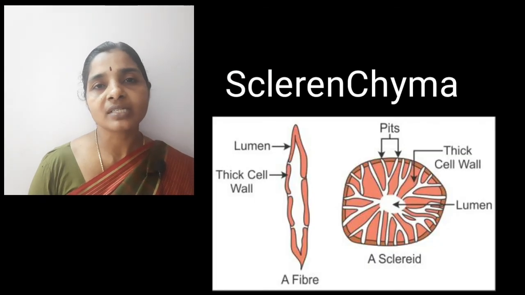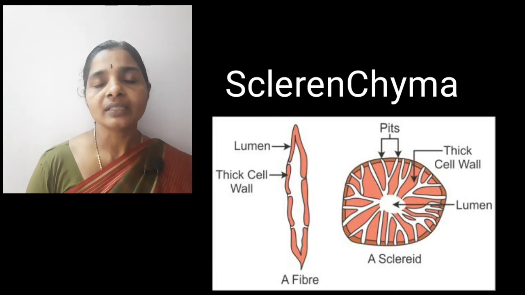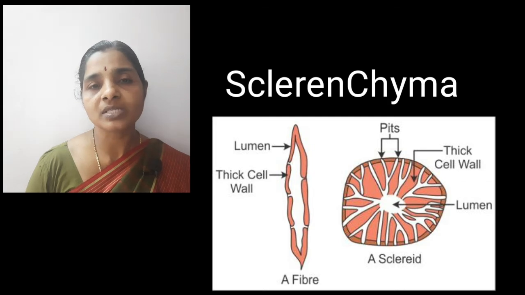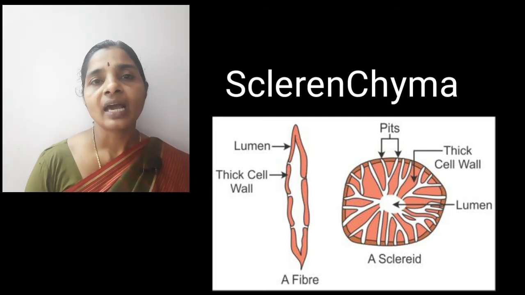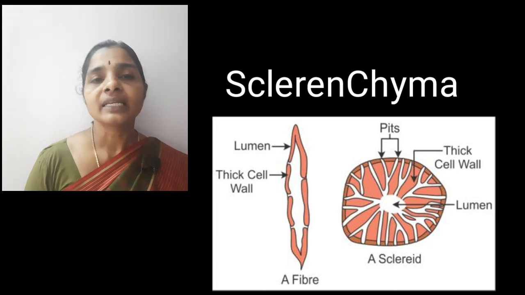The next simple permanent tissue is sclerenchyma. These sclerenchymatous cells are elongated, narrow and dead tissues. Here their wall is highly thickened due to the deposition of a substance called lignin. And here there is no intercellular space, that means intercellular spaces are absent.